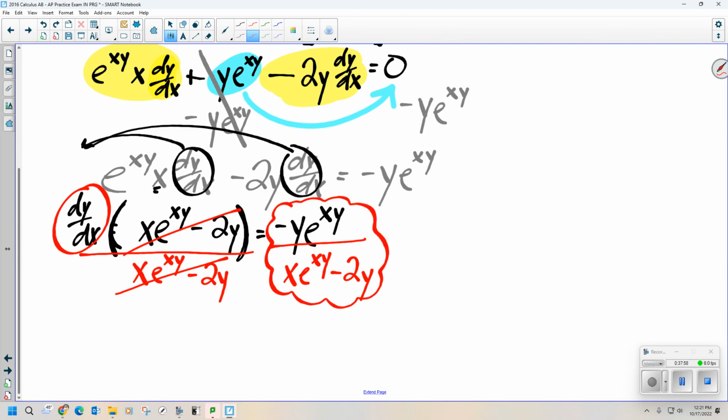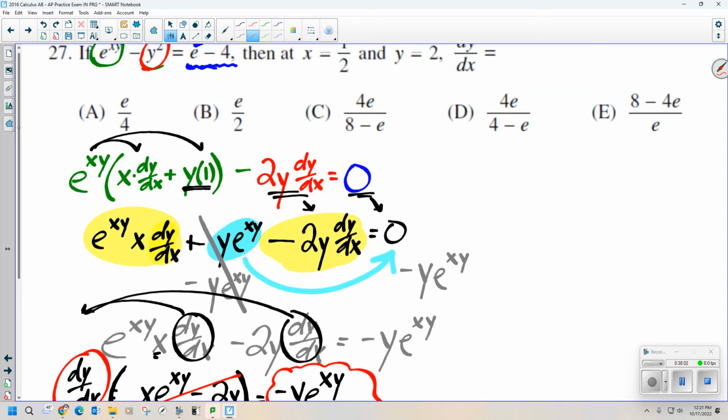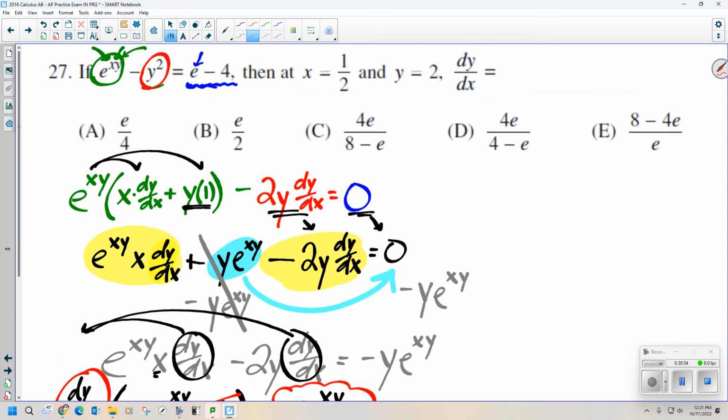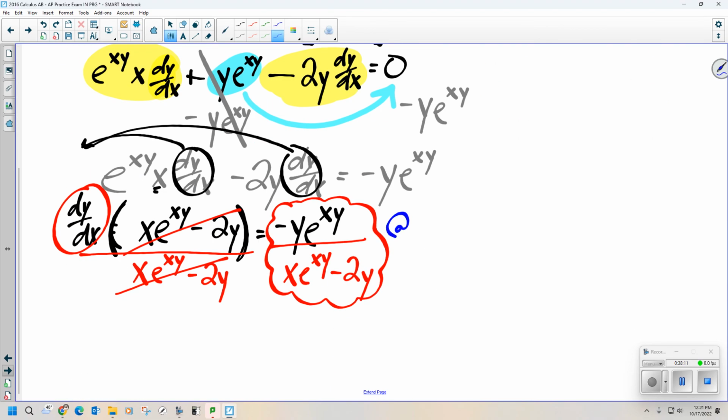But they want an exact number. I mean, that was enough to make me have to sit down and take a break. But they want this when x is 1/2 and y is 2. Oh boy, let's go down here. That's x equals 1/2 and y equals 2. Let's just plug in the number, shall we?